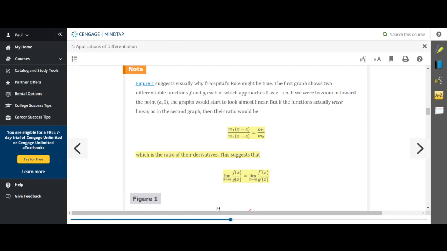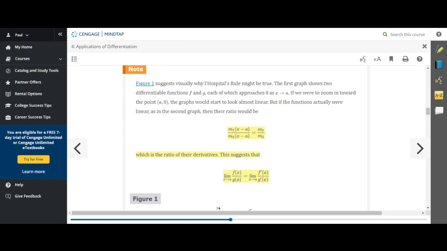Does that help you feel comfortable with L'Hopital's rule? Was this helpful? Maybe give me a thumbs up if this was helpful to you. Okay, good, good. Thank you. Thank you, everybody. Wow, excellent. Appreciate all the participation there and the positive feedback.